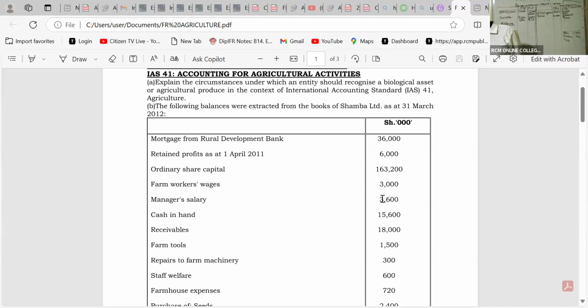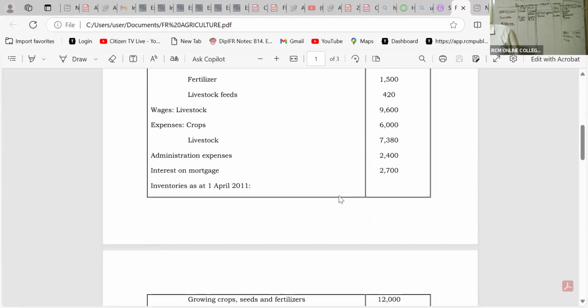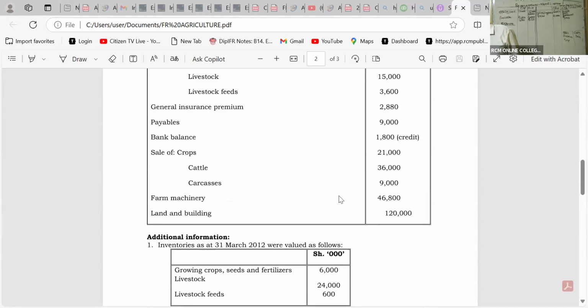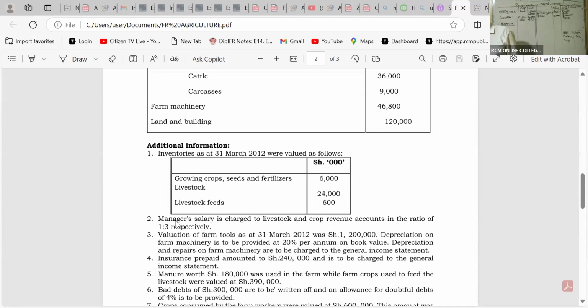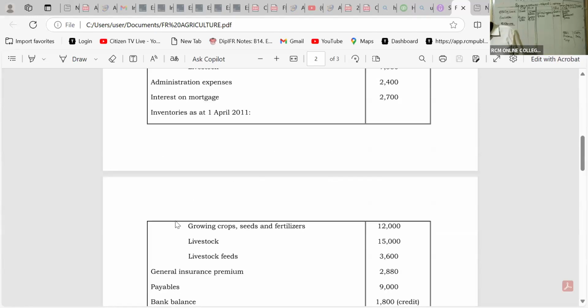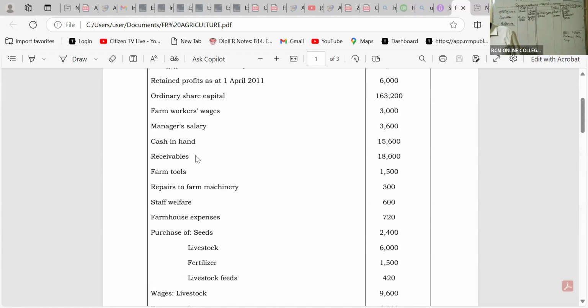However, for manager's salary, they have given us the apportionment criteria. Right there, manager's salary, look at note number 2. Manager's salary is charged to livestock and the crop revenue accounts in the ratio of 1:3. The manager's salary is 3,600, but this is to be apportioned to the two in the ratio of 1:3. So basically they are transforming these to become specific expenses.